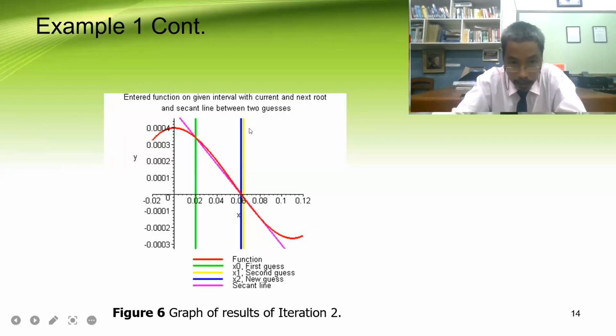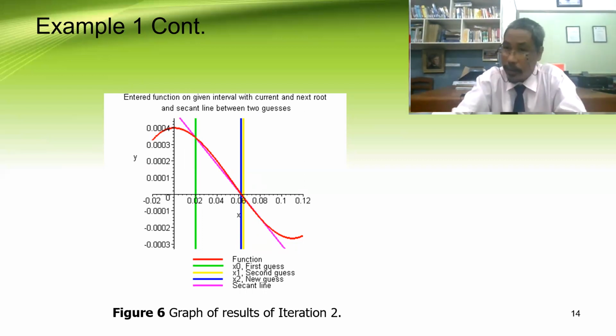And you will notice that the yellow and the blue are almost on the same line. They almost coincide with each other. And just to inform you, the second line is the purple. This purple straight line is the second line.